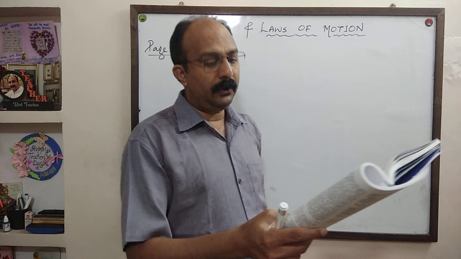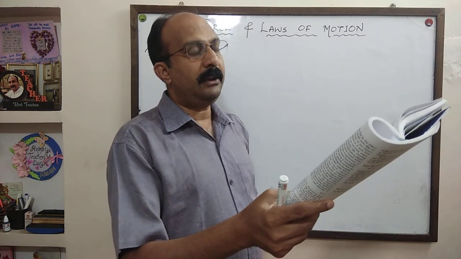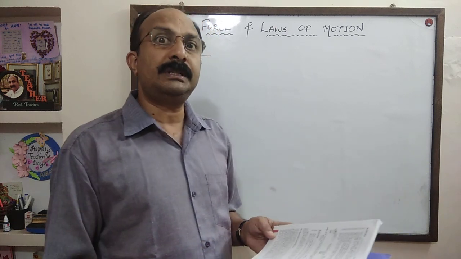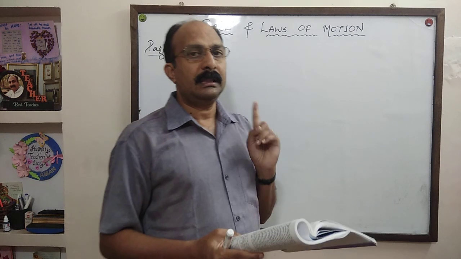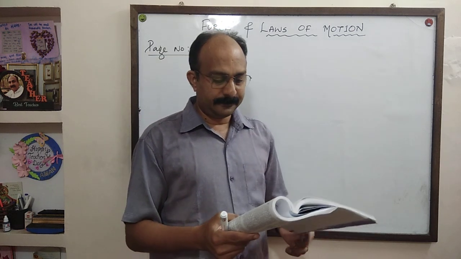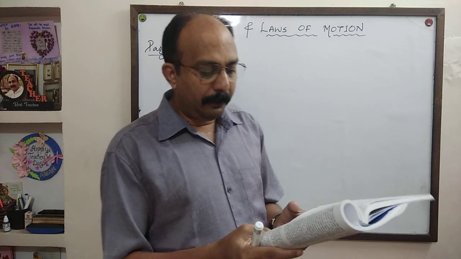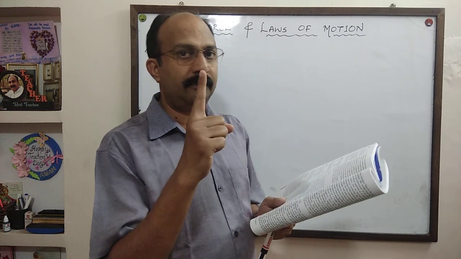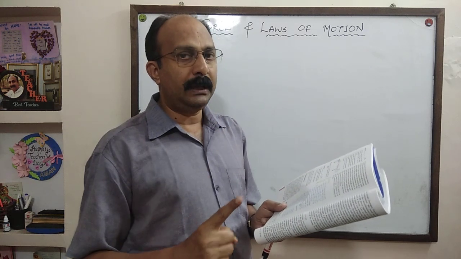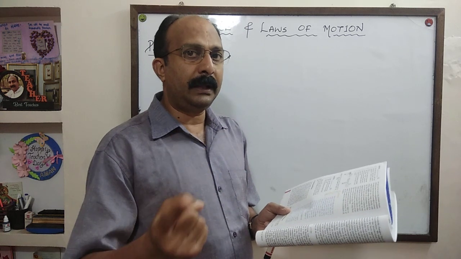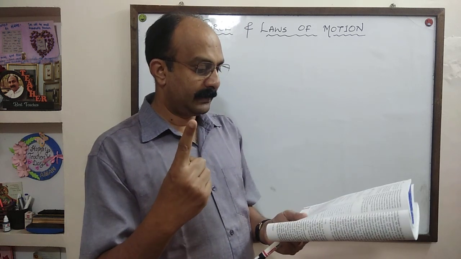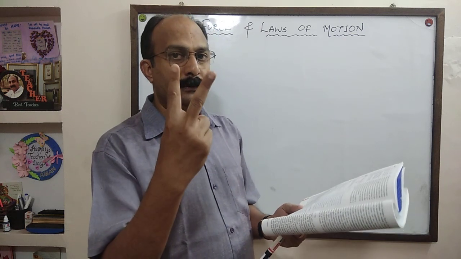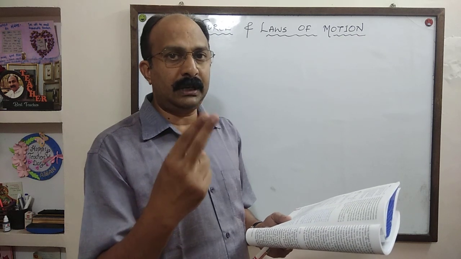Question number 2. In the following example, try to identify the number of times the velocity of the ball changes. A football player kicks a football to another player. Velocity is changed. A football player kicks the football to another player of the same team once. Then that player of his team kicks the football towards the goal. Second time the velocity of the ball is changed.